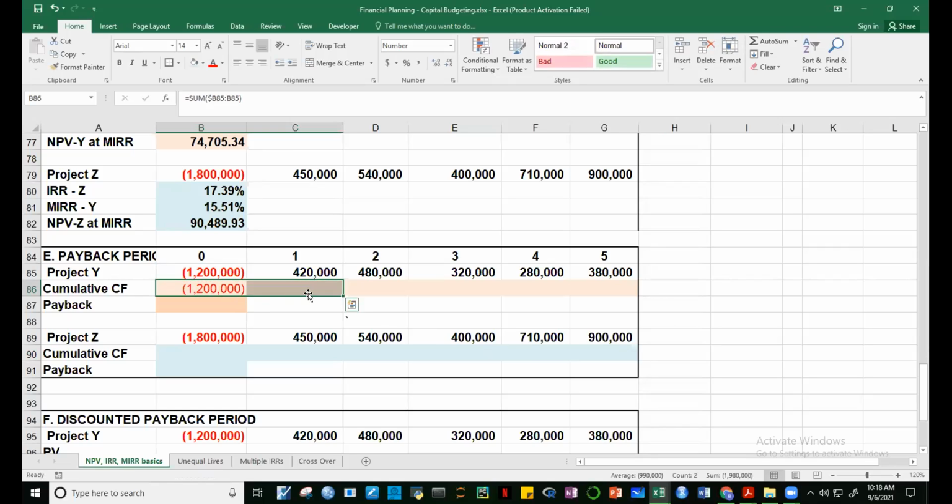Now when I drag this to the right, tingnan nyo guys, no? What happened was 1.2 plus 420 to 780 na. Then another plus 480, okay, 300 na. No? Ibig sabihin, we keep on adding yung mga succeeding cash flows and then pagdating dito, positive na. So that point in time where your cumulative cash flow is already positive, okay, that's our payback period. So it's between the second and the third year, okay? It's between the second year and the third year.